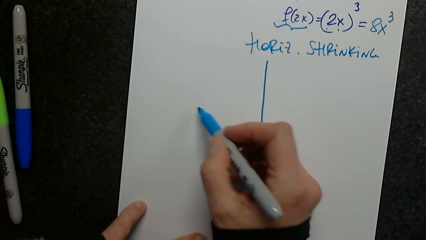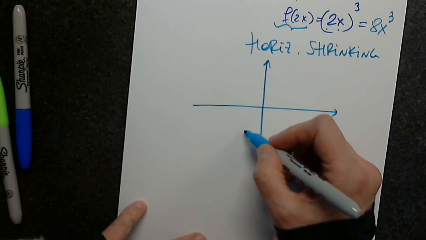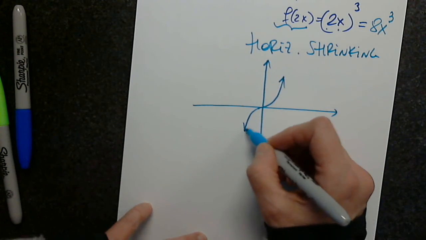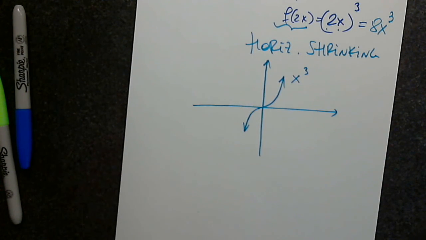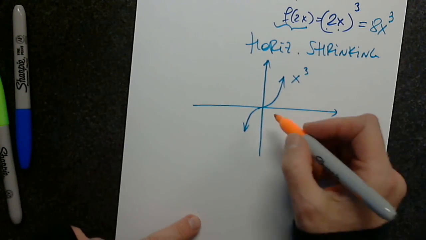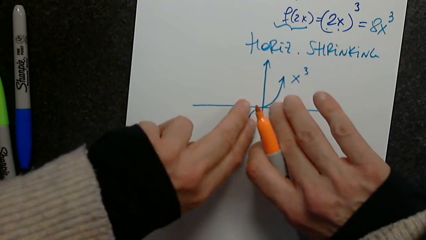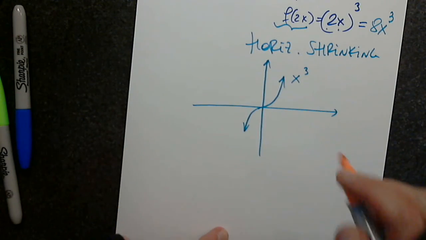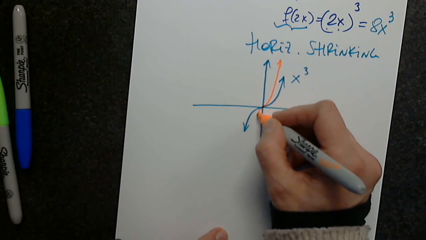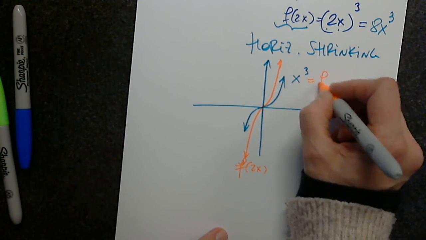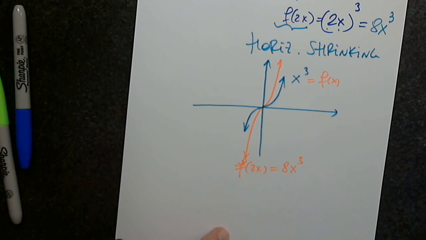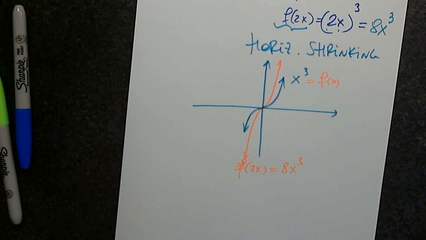Meaning, if this is x cubed, f of twice x will not do this, as you would expect, because you expect to expand x. No, you will do this. So this is f of twice x, this is f of x, and this is 8x cubed. So is that the same as vertical stretching? Exactly. Yes, it is.